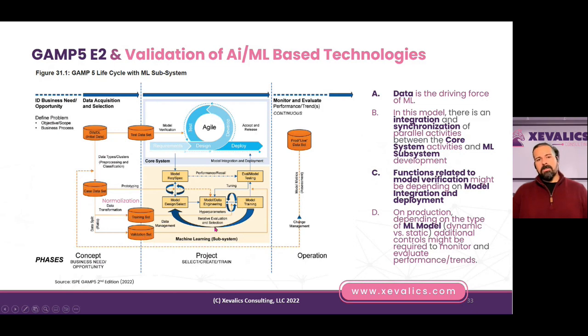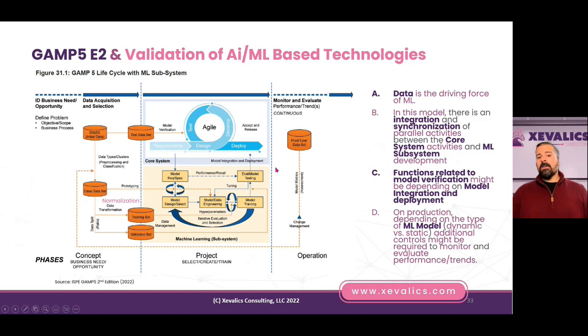In terms of the effort, we have to keep working with our core system development for the requirements, but in parallel we're going to be working with the machine learning subsystem, making sure we design and test our model. One thing is that functions related to model verification might be dependent on model integration and development, right? So we continue working on our core system, but we might get into a stall in being able to fully test our system because of its dependency on the machine learning system. So we have to make sure we have this ready in order to fully test our system and finally deploy it to production.